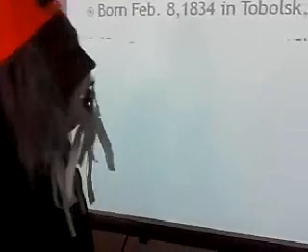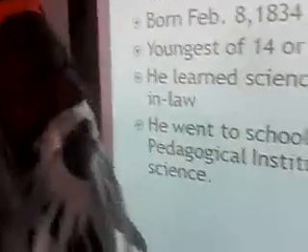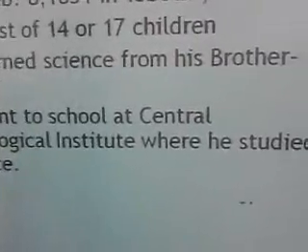He was born February 8, 1834 in Tobolsk, Russia, youngest of the 14 children, and he learned from his brother-in-law. He went to school at the Central Pedagogical Institute where he studied science. He became a chemistry professor. Died January 20th, 1907 in St. Petersburg, Russia.